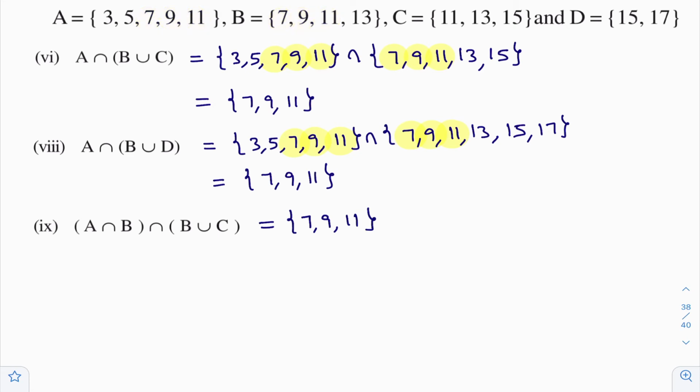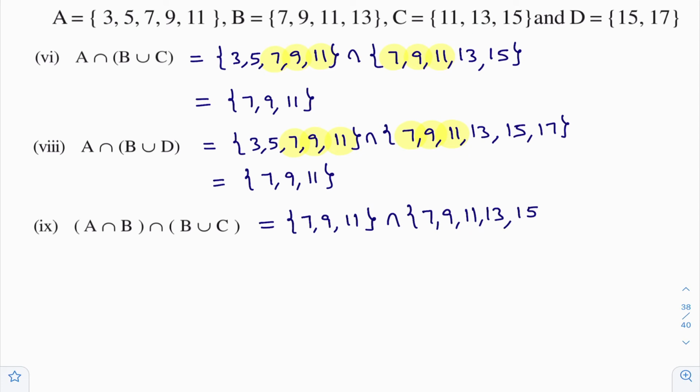Now, intersection. B union C. Look here, B union C. This is set B. This is set C. Here what is there? 11, 13. B union C means here what elements are there in set B? 7, 9, 11, 13. All the elements of set B come in B union C. When it comes to C, 11 is already listed here. 13 is also already listed here. So what you will get here?